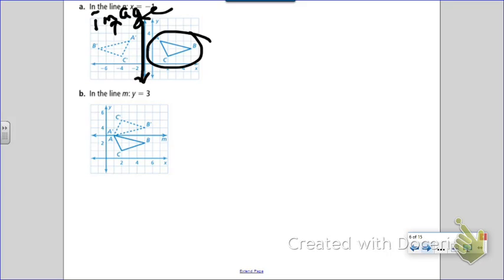For y equals 3, it's the same triangle that's graphed using the coordinate points. We graph the image. We reflect it over the line y equals 3. Again, the pre-image is ABC. The image is A prime, B prime, C prime.